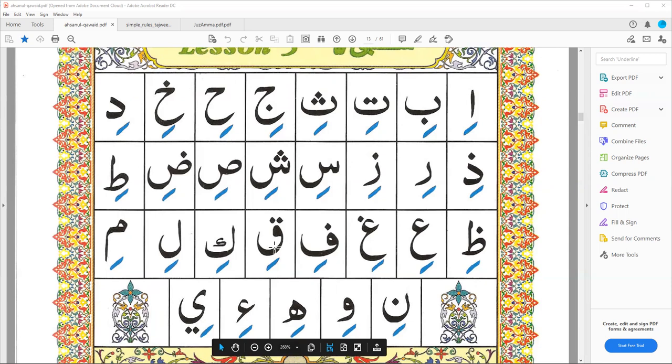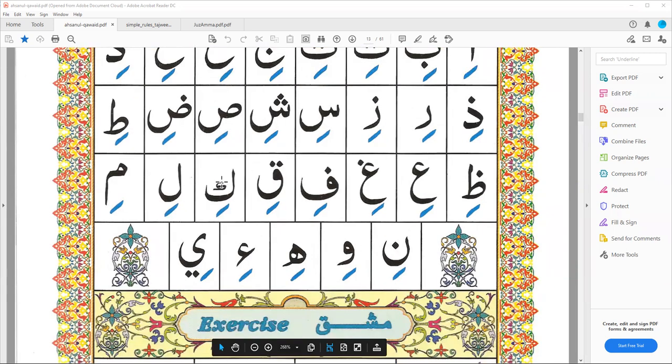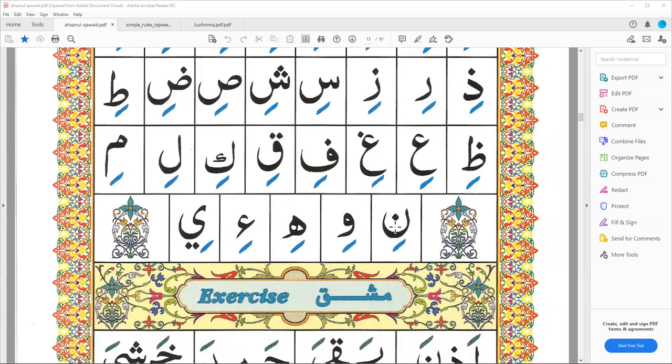Kabzirki. Kabzirki. Kabzirki. Kabzirki. Lamzirli. Lamzirli. Mimzirmi. Mimzirmi. Nunzirni. Nunzirni. Wawzirwi. Wawzirwi. Hazirhi. Hazirhi. Hamzavirhi.